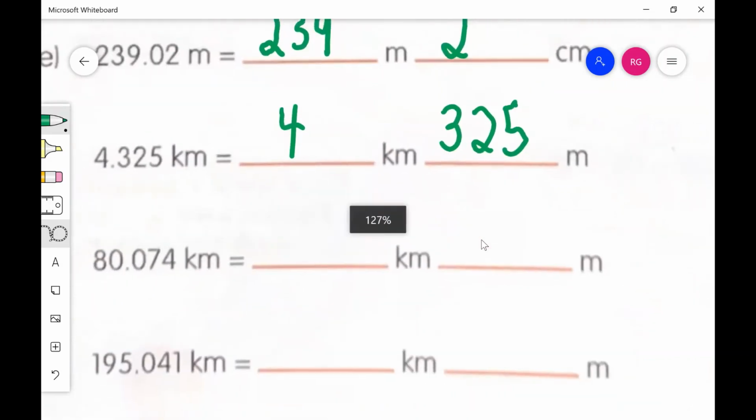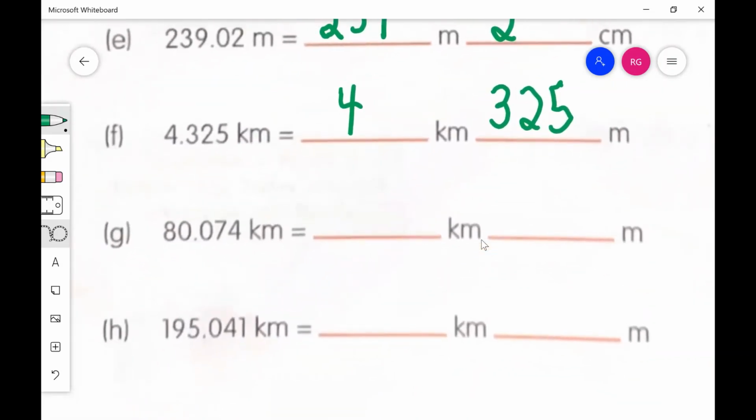And the next one is 80.074 kilometers to meters. Okay, so we just kind of write that. What is that? 80 kilometers. And how many meters is that? 74. Yeah. Okay, we kind of think of that as 74. You could think of it as out of 1,000 a little bit, but that's 74 meters.